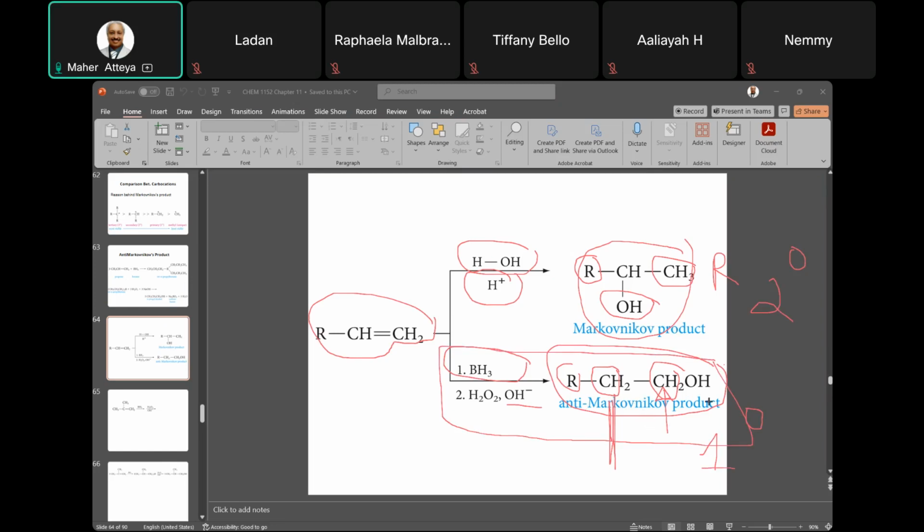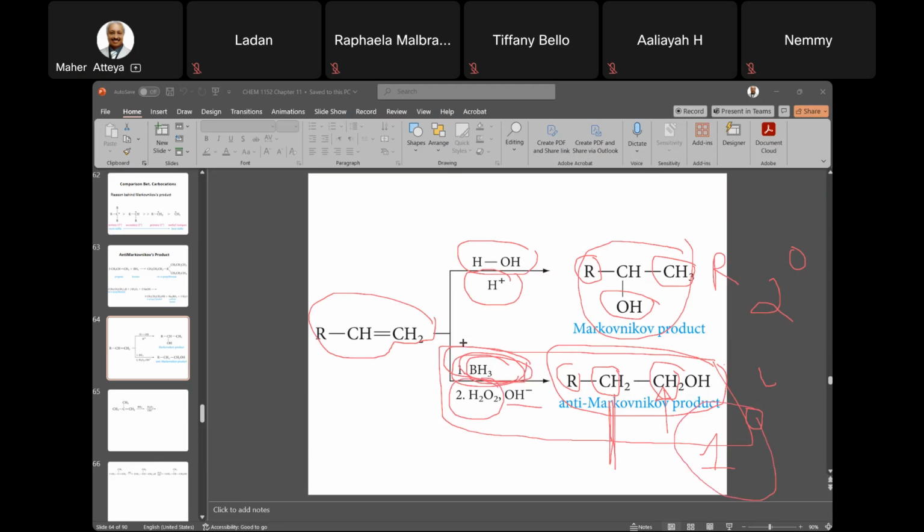Why? Because Markovnikov tells you tertiary is more stable than secondary, and primary cannot be observed. But here it tells you no, the primary is observed, not the secondary or tertiary, and this was proven by experiment. Why is that? Because you are going through a condition of reduction with this boron trihydride. It's a very strong reducing agent, and then hydrogen peroxide is a strong oxidizing agent. First you reduce, and then you oxidize, then you get the alcohol as a primary.